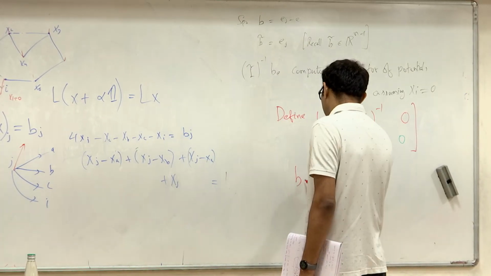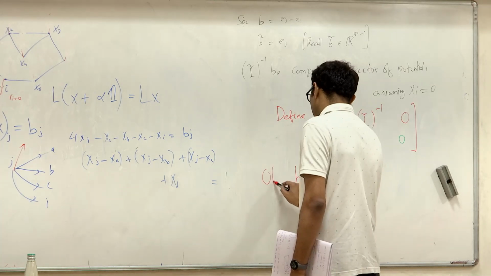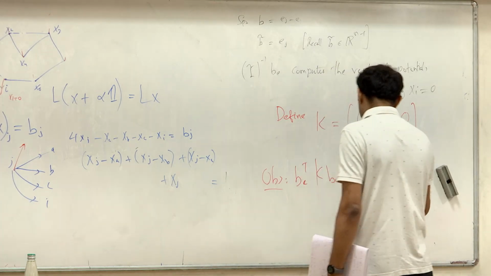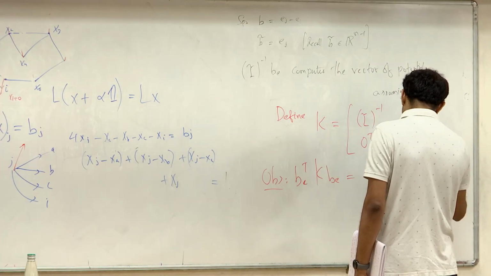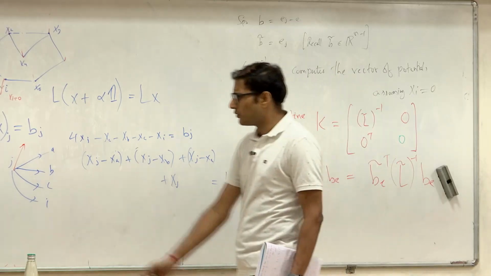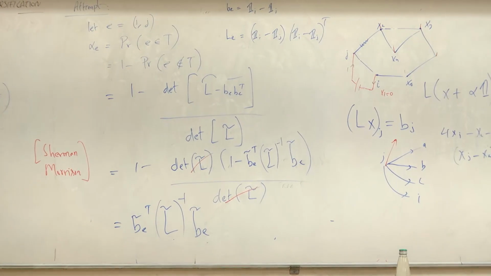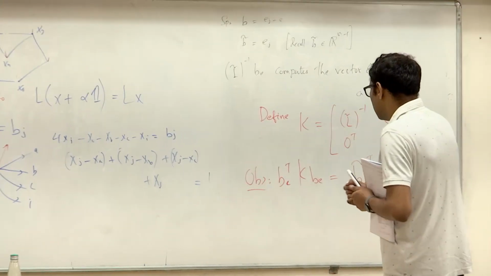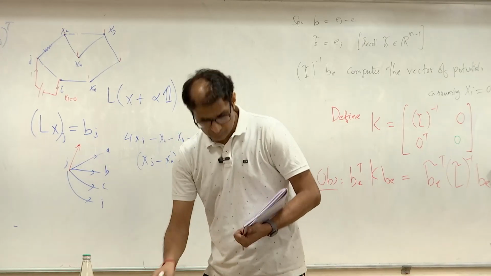So what I have is that BE transpose KBE is in fact exactly equal to B tilde E transpose L tilde inverse BE, which was the expression I had over here. So that's what this expression looks like. Okay, good. So what am I trying to do here? So let's see.